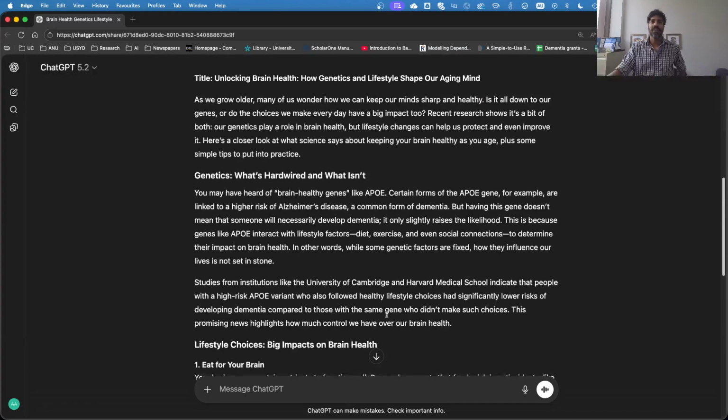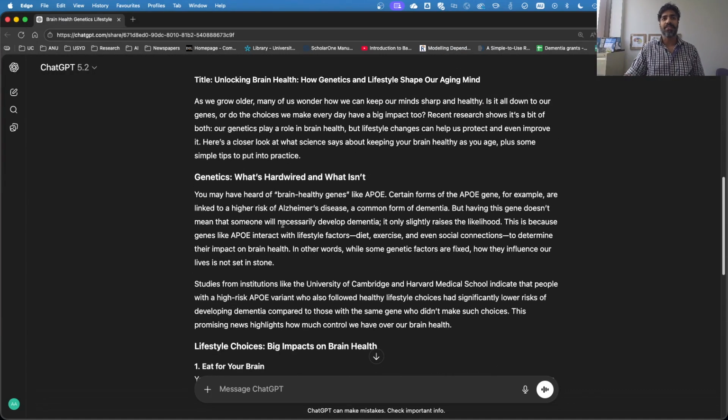So you can access it and read it in detail, but as an overview, it gives a title, Unlocking Brain Health: How Genetics and Lifestyle Shape Our Aging Mind. And the hook is, as we grow older, many of us wonder how we can keep our mind sharp and healthy. Is it all down to our genes, or do the choices we make every day have a big impact too? Recent research shows it's a bit of both, and it goes on to talk about genetics and lifestyle.